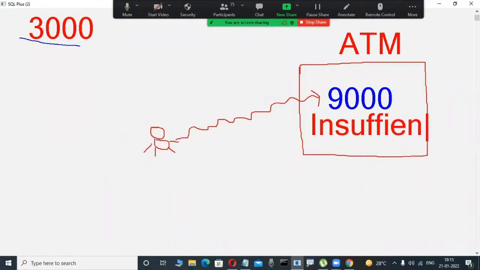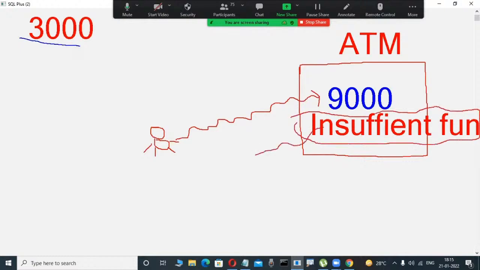Why? Because here your balance is low, 3,000, but you are trying to withdraw more than 3,000, that is 9,000, 8,000, 7,000 like that. How is it possible? In that case only, the insufficient funds message will be displayed. But how is this message possible? Does the ATM center know?